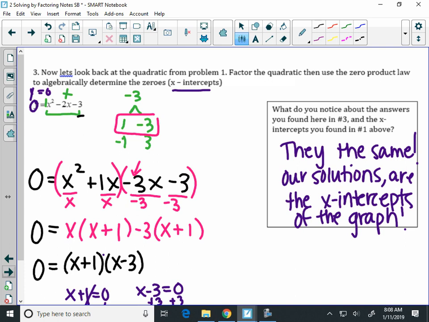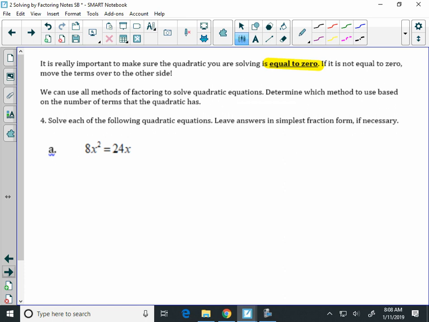All right, we have 4 examples on the back. We're going to be doing 4 different factoring methods on the back to review. Now, the important thing to remember here is that when you solve a quadratic, because we're finding the x-intercepts for y equals 0, we need to make sure the whole equation is set equal to 0.